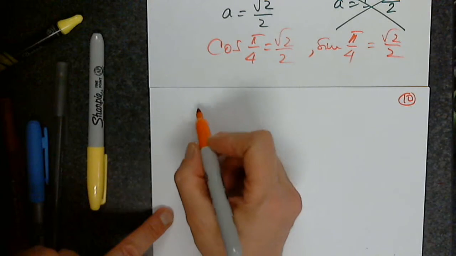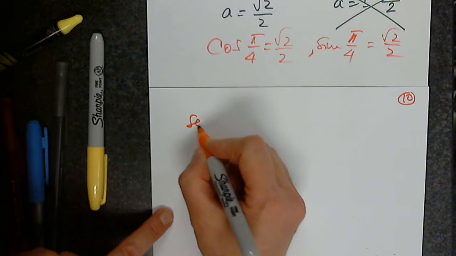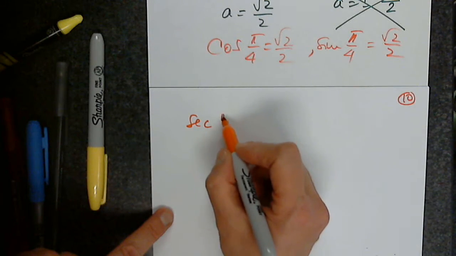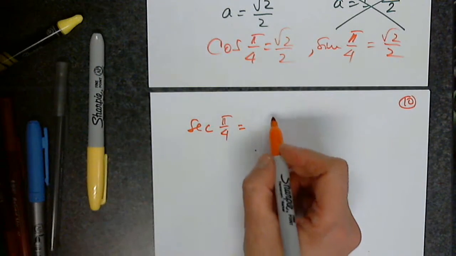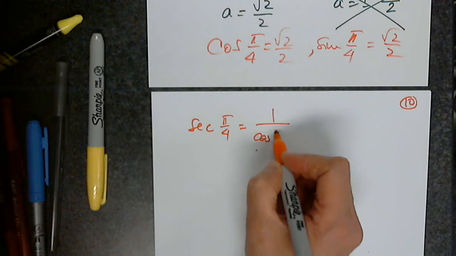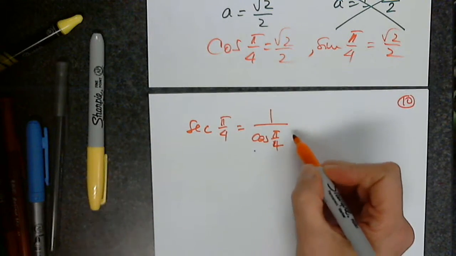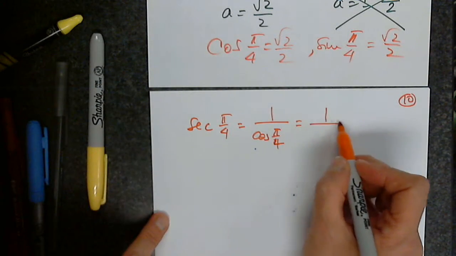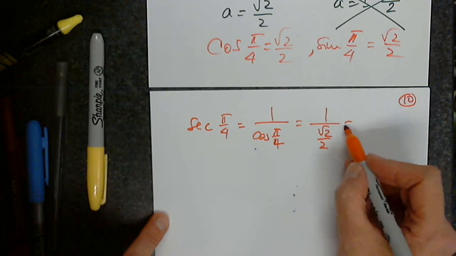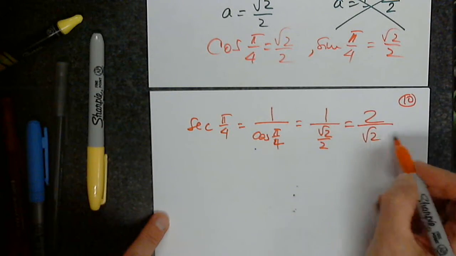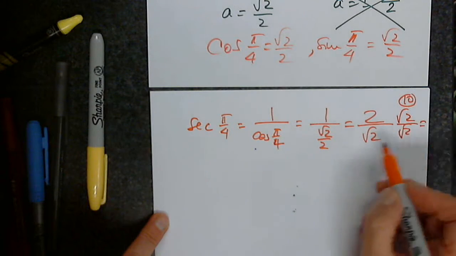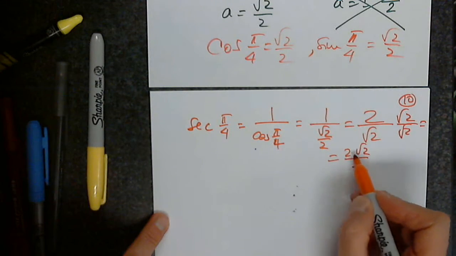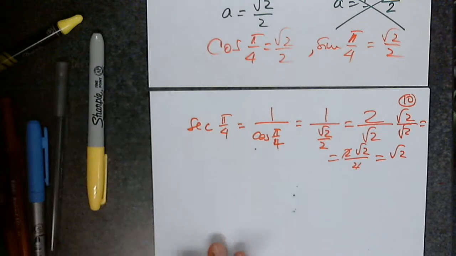You can ask me, let's say, find secant pi over 4. I'll say secant pi over 4 is 1 over cosine pi over 4. And I know that cosine pi over 4 is the square root of 2 over 2. I will flip this, and it's 2 over the square root of 2, and I need to rationalize. So I have 2 square root of 2 over 2. Oh, it's the square root of 2.